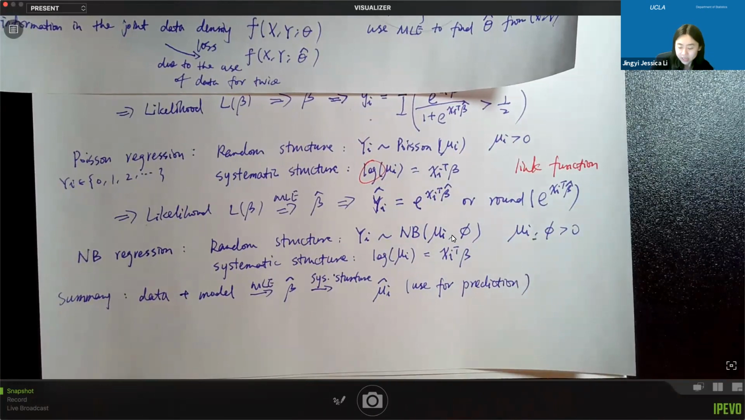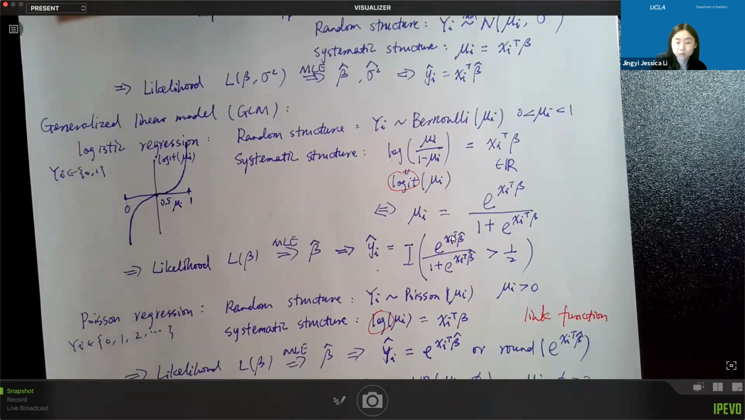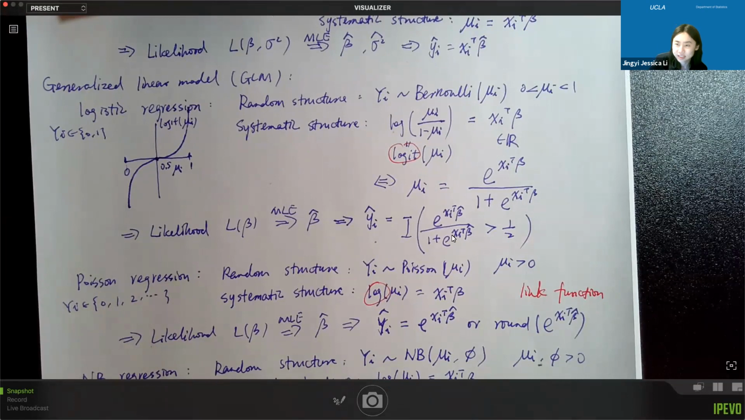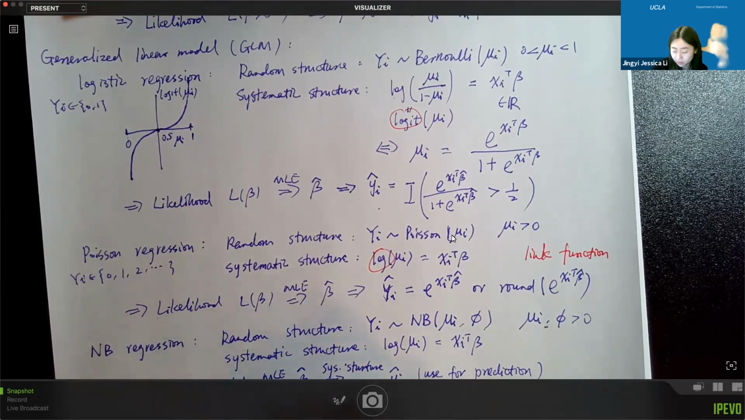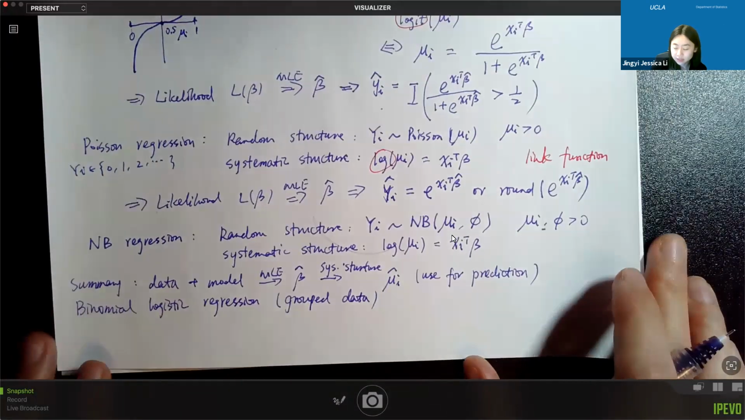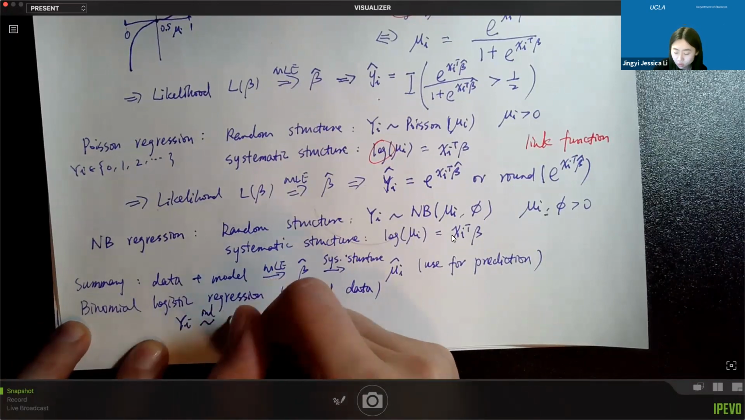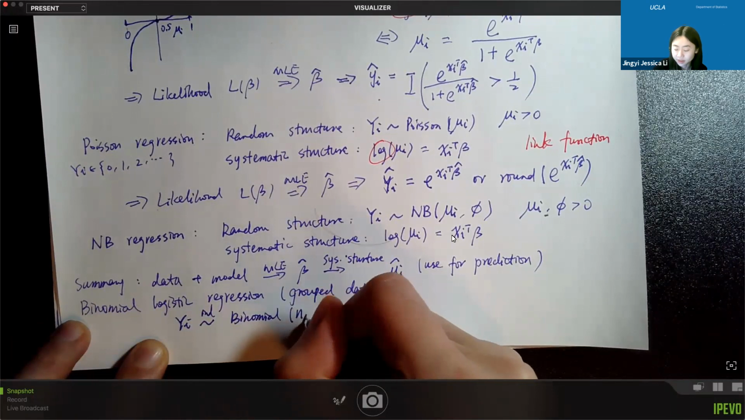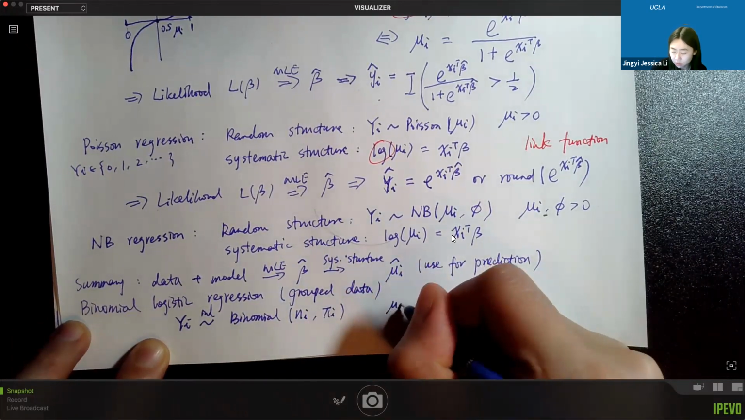Okay, and one thing I want to add for logistic regression is that we talk about logistic regression for binary responses, but this can be more general for, I would say, two-category count data. So a generalization is what we call binomial logistic regression. And we often say that this is for group data. So what does this mean? This means that your yi is more reasonably assumed as following a binomial distribution with a total ni, and a probability parameter pi i. So in this case, mu i will be equal to ni times pi i.